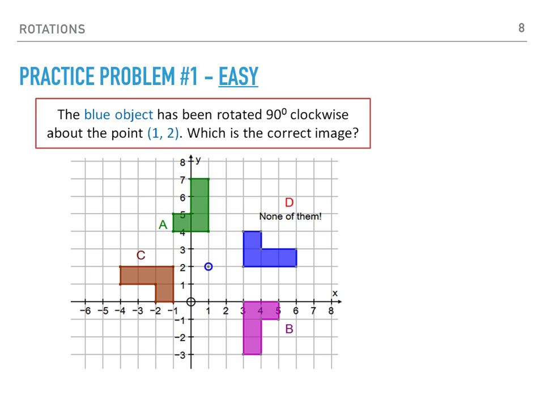Practice problem 1. The blue object has been rotated 90 degrees clockwise around point 12. Which is the correct image? I'll give you a minute to solve this one.